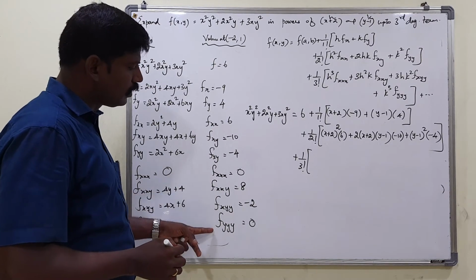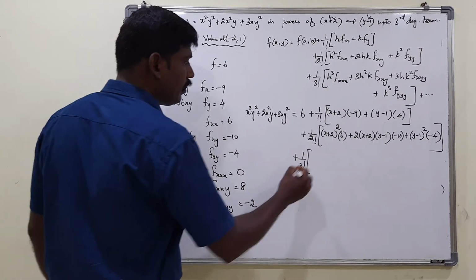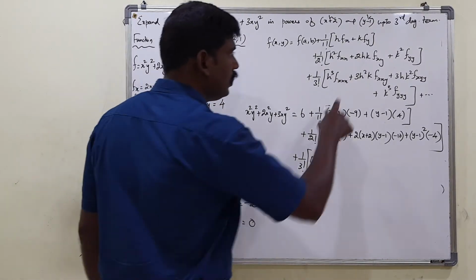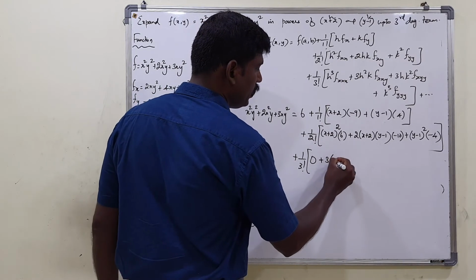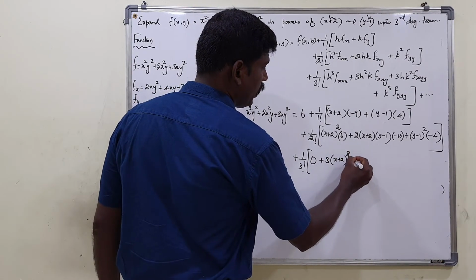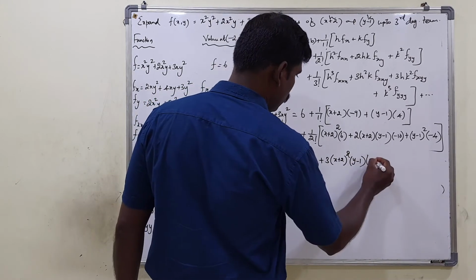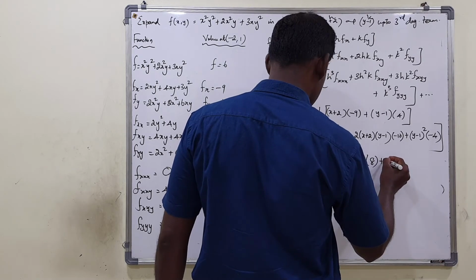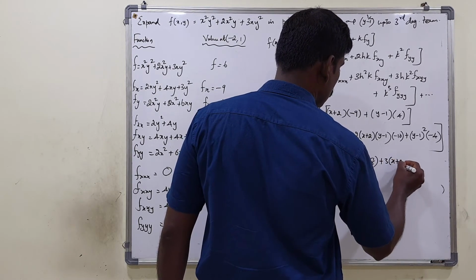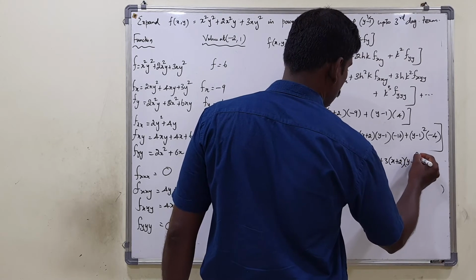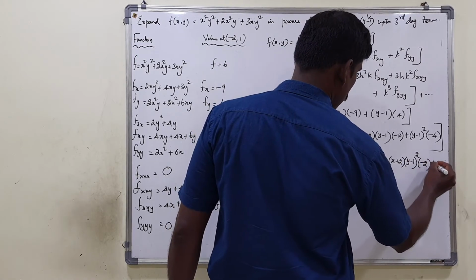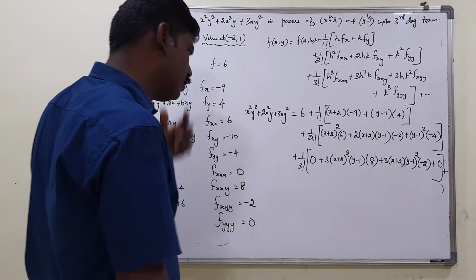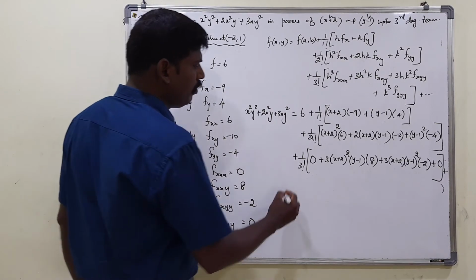So first and third term becomes 0. So no need to write that first and third term. So just write it 0. Okay. And then 3h²k. So 3 into h is (x+2) whole square into k, (y−1) into 8, and then plus 3 into (x+2) into (y−1) the whole square into minus 2 plus 0. Isn't it? That's all. Simplified it, you can get the answer.